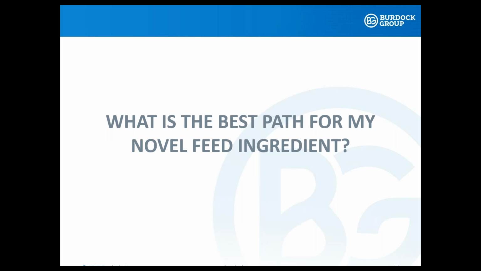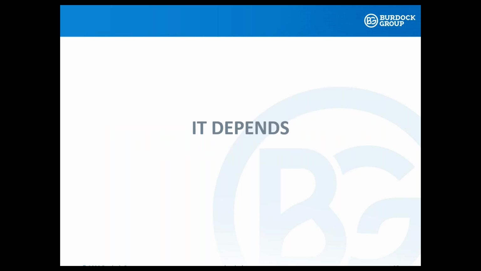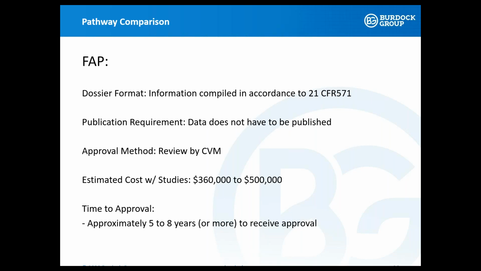Okay, now to the recommendations. What is the best path for my novel feed ingredient? I guess it depends, huh? Our favorite answer as consultants is it depends. And even with my answers now, there are more exceptions, and so many. Anyway, I'll start with the FAP.